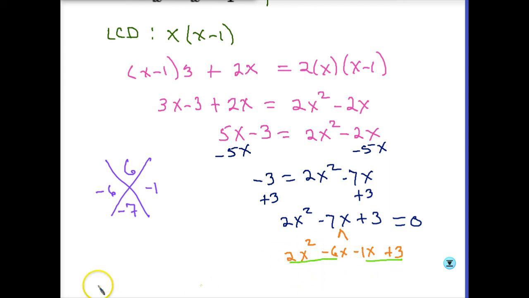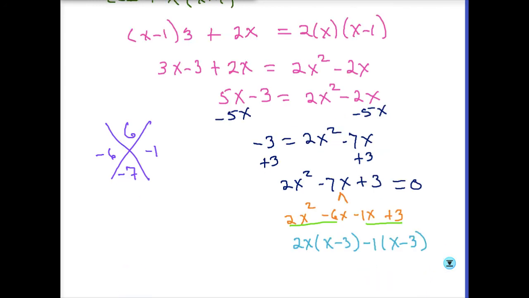So what can I factor out of this first group? Looks like I can probably factor out a 2 and an x, which leaves me with x minus 3. And in this group, I can factor out a negative 1 in order to turn this into x minus 3 as well. Okay, we're down to our final group. Then x minus 3 is the same in one group as it is in the other. So we will pull out an x minus 3, which leaves us with a 2x and a minus 1.